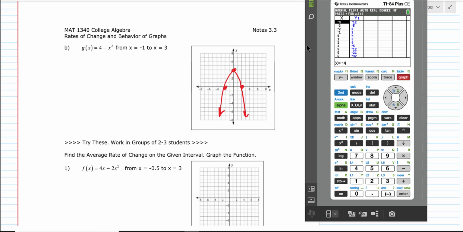Okay. Now we're going to do this problem exactly the way we did the last one. Step 1 is we need to find y values. Now I'm going to show you 2 ways to do this.